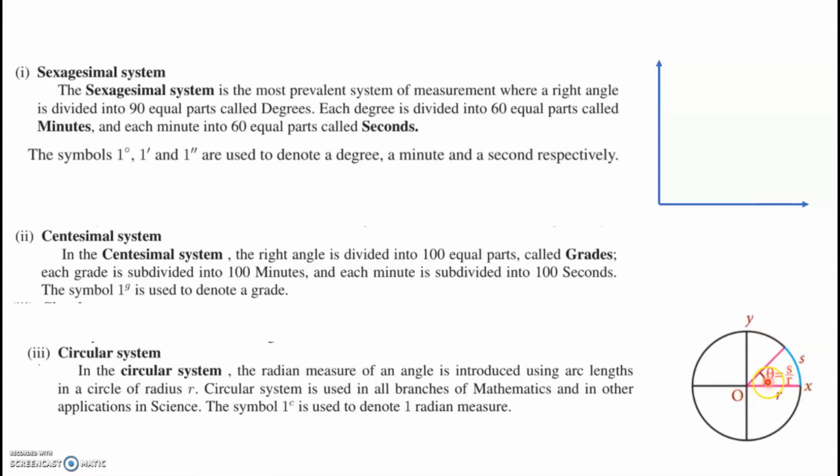So the radian measure can be described as the length of the arc divided by the length of the radius. We'll go into more detail on this in the further chapters. But for this chapter, this is a good introduction. This is called the circular system, and the symbol that you will use to represent it is a C on the top.